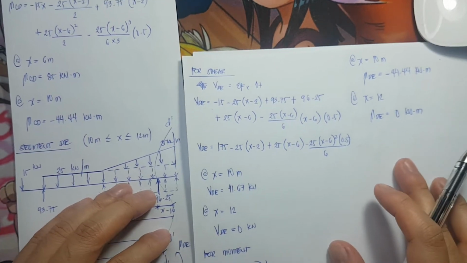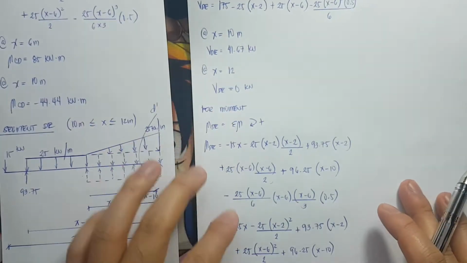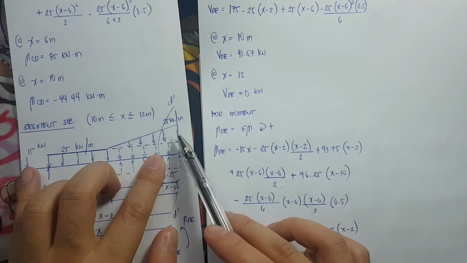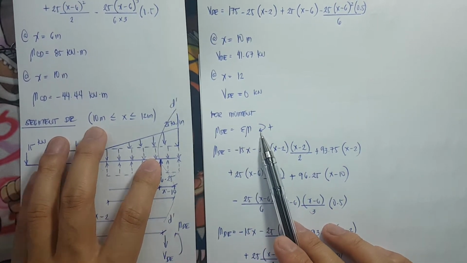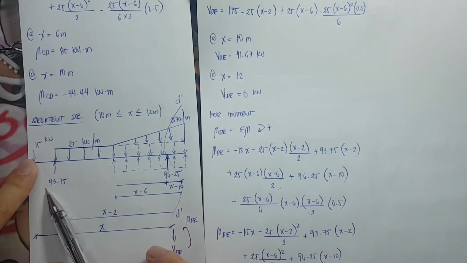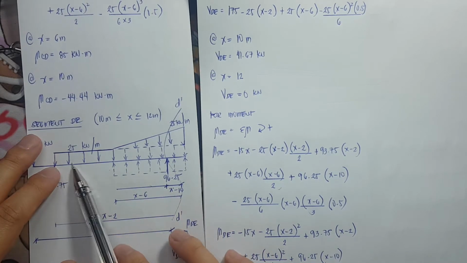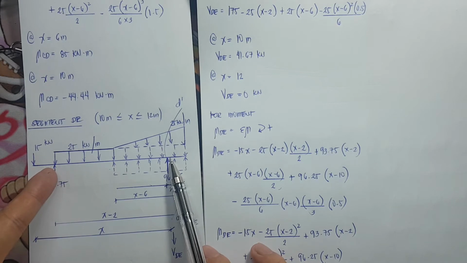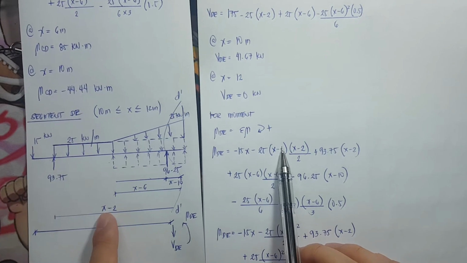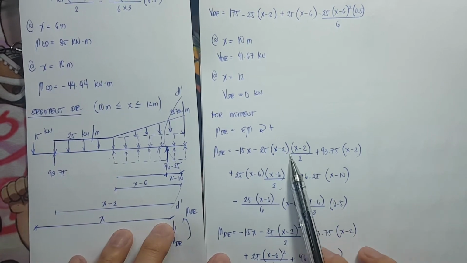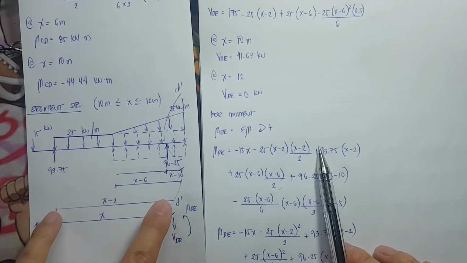Okay? Now, for the moment, summation of forces with respect to the point of cutting, all forces that are rotating clockwise are to be positive. So what are the forces? We have negative 15 times a lever arm of X, 25 times a span of X minus 2. Now, for the lever arm, it is X minus 2 over 2 kasi nasa gitna. So, X minus 2 over 2 plus 93.75 rotating clockwise times a lever arm of X minus 2.